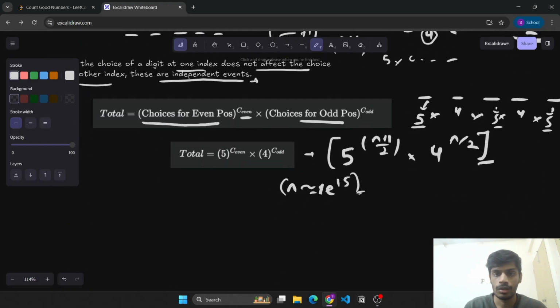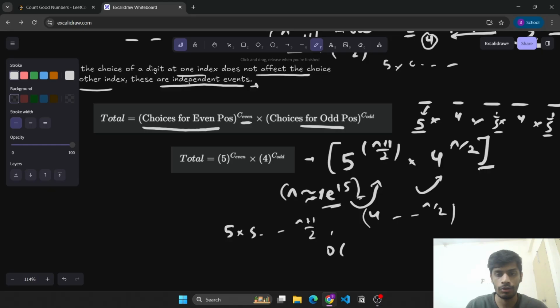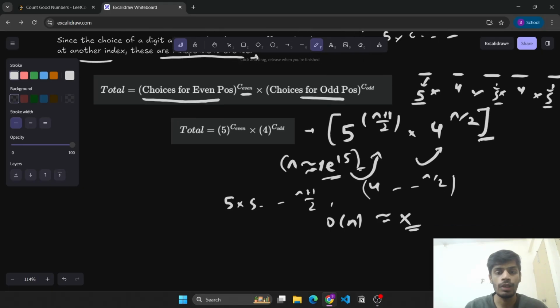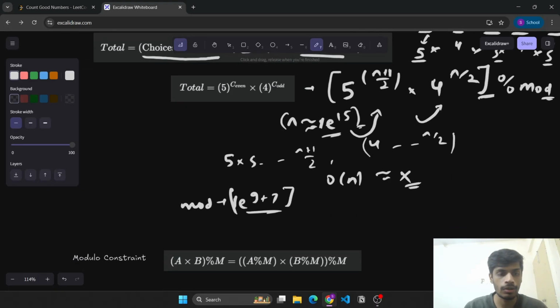Hence we cannot directly compute the powers here, like multiplying 5 (n+1)/2 times and multiplying 4 n/2 times, because that will take big O of n complexity, which is not acceptable here, right? So now we need to do something, and also we need to find the result taking the mod, and here mod is 1e9 plus 7.